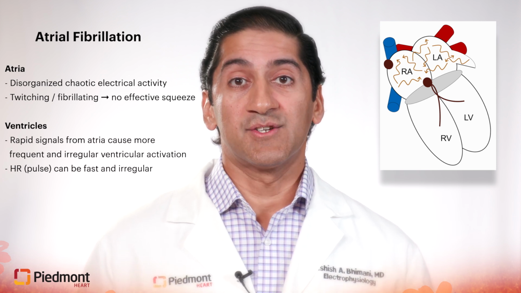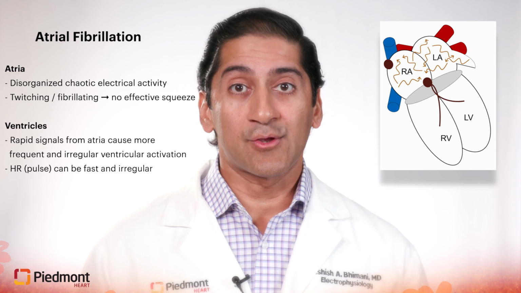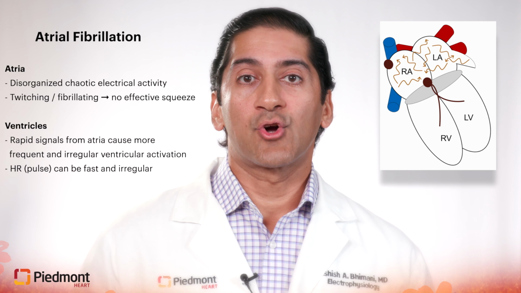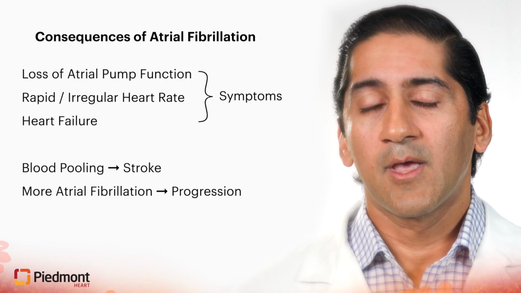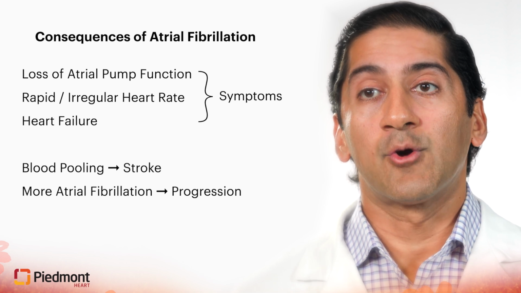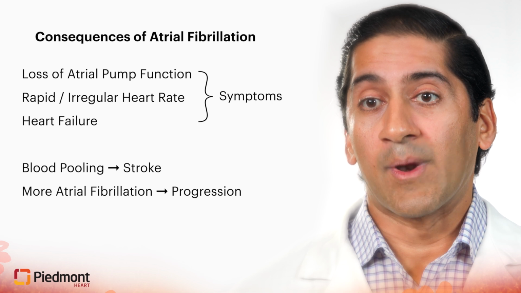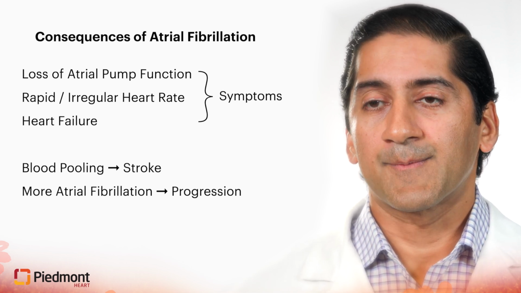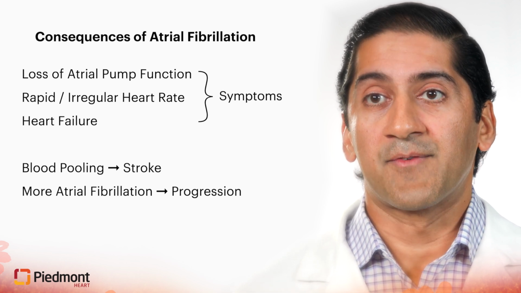Fortunately, the ventricles still squeeze normally, and that's why atrial fibrillation is generally not a lethal arrhythmia, but the fast and irregular pulse can still cause quite a lot of problems. So let's talk about the consequences of AFib. Well, you have a loss of your atrial pumping function. You can also get that rapid and irregular heart rate. And in a lot of cases, AFib can ultimately lead to heart failure. And these 3 elements really drive a lot of the symptoms of AFib.